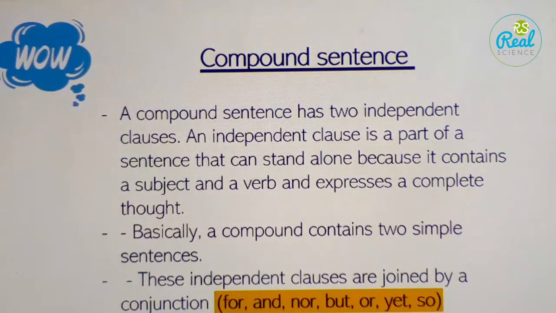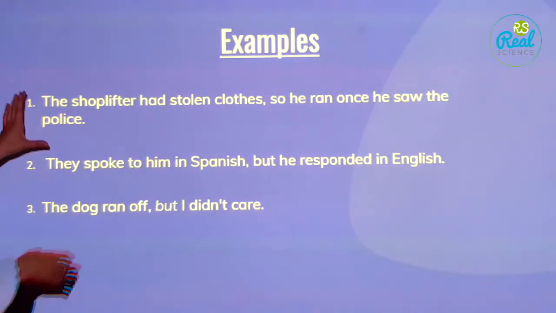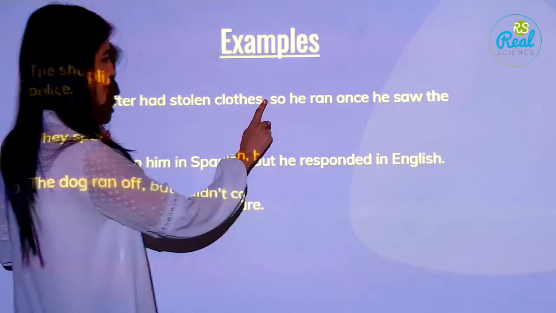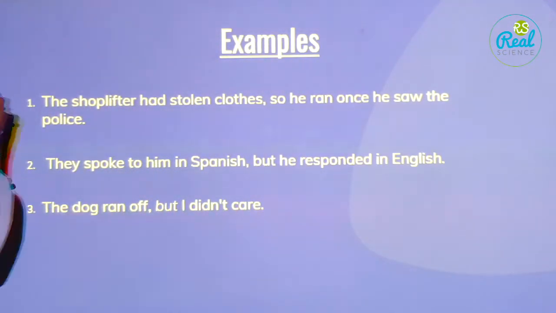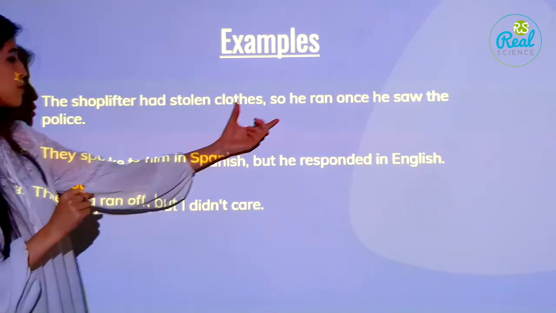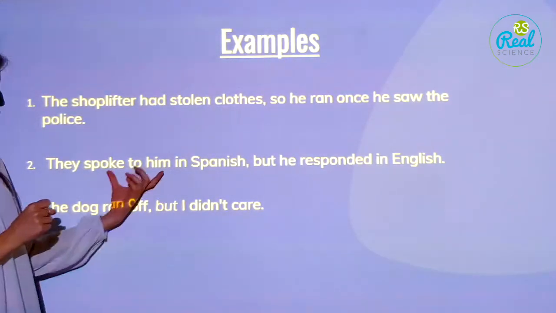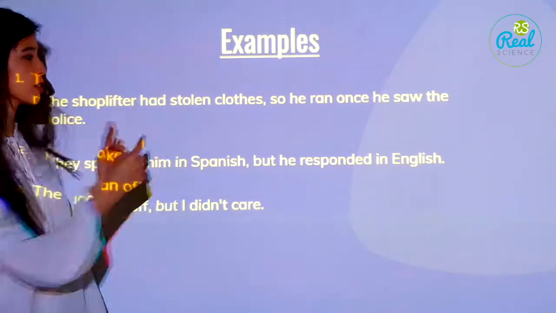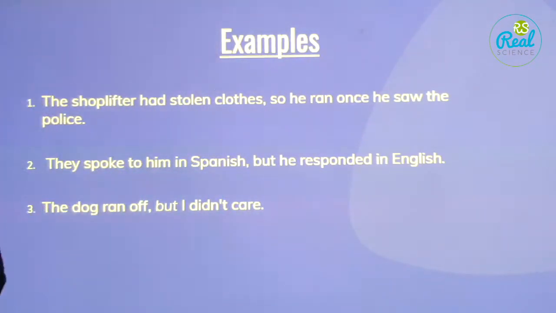Yes. Okay, now you see here we have a compound sentence. As you can see, the parts are divided by a comma, and they have two independent clauses. They are connected with so, but, here also but. They have two different ideas, and they're two separate simple sentences that are connected to make a compound one.